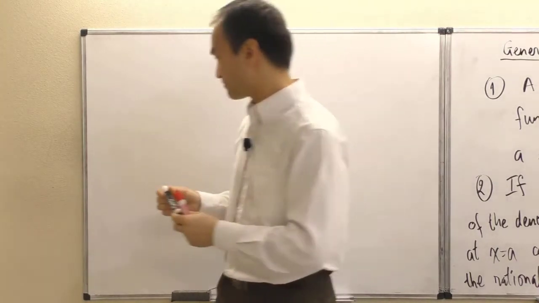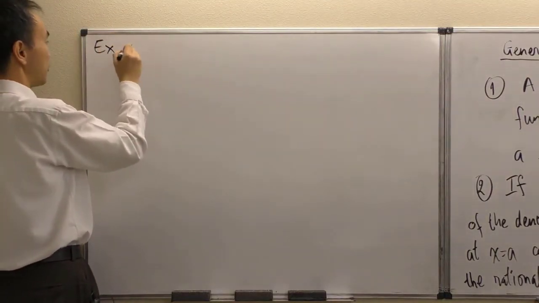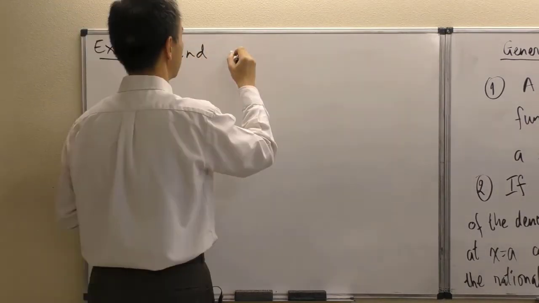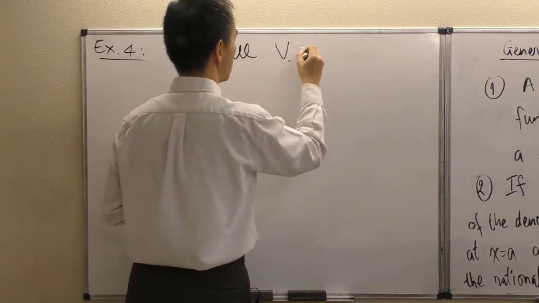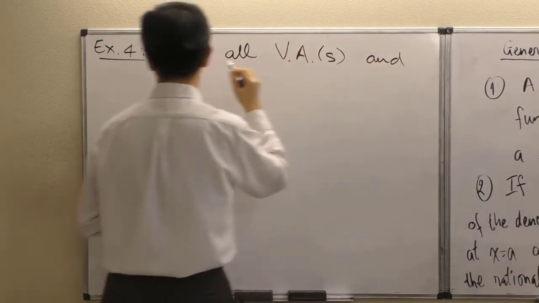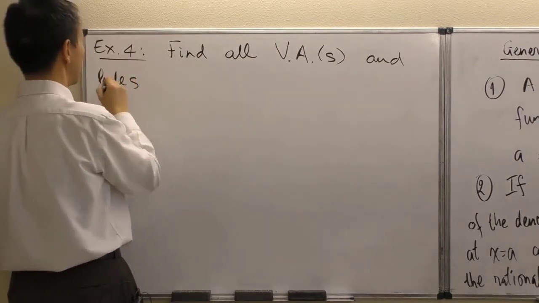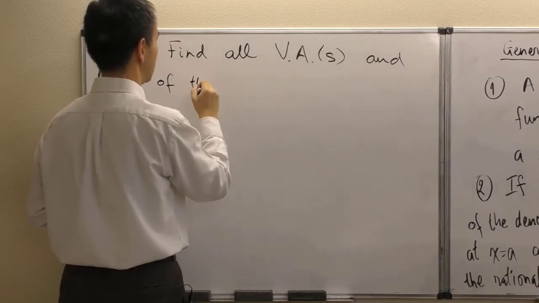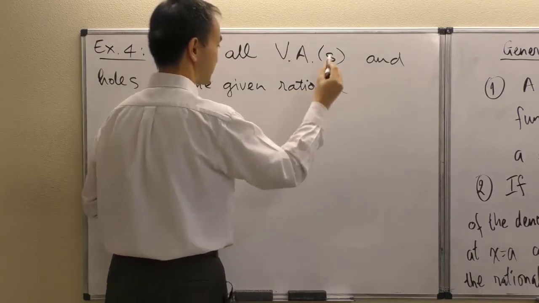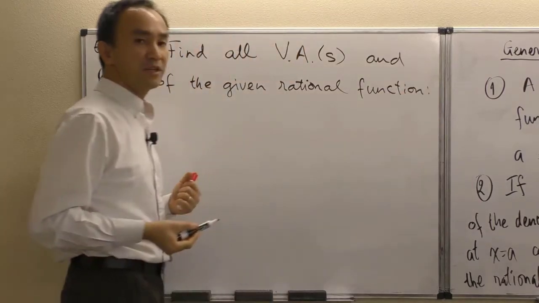Okay, so now let's write down the worded instruction of our example 4 here. We want to find all vertical asymptotes and holes of the given rational function. All right, so that's the worded instruction.